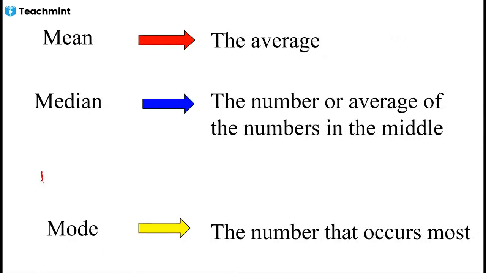Range is the largest number minus the smallest number. Mean is nothing but the average. Median is the middle number, or the average of the numbers in the middle. In simple terms, we can say median like this. Mode is what occurs the most times. Clear. Now let's go for grouped data.